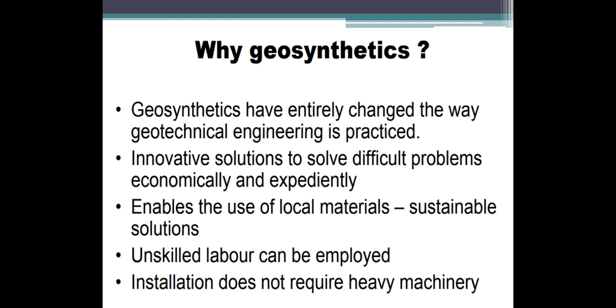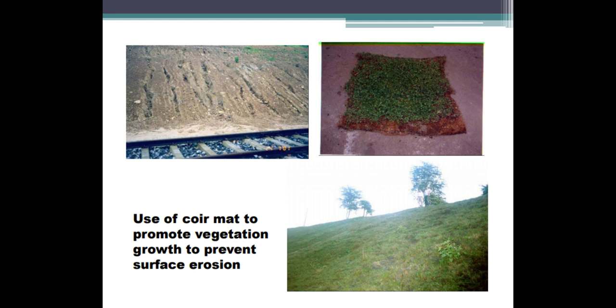It enables the use of local materials, which leads to sustainable solutions. For example, locally available soil, aggregate material, rocks, etc. Unskilled labor can be employed, so highly skilled labor is not required. Locally available unskilled labor can be used for the construction of geosynthetic structures. Installation does not require heavy machinery, which is also one of the advantages here.